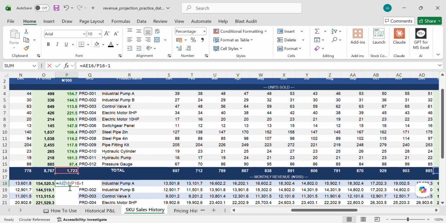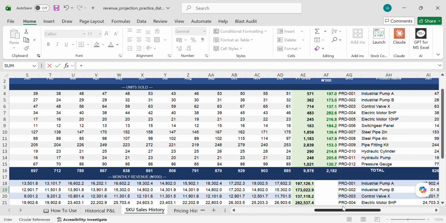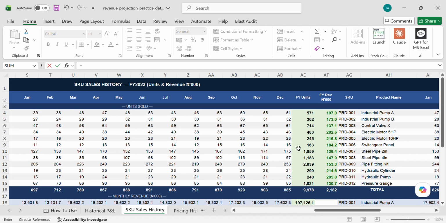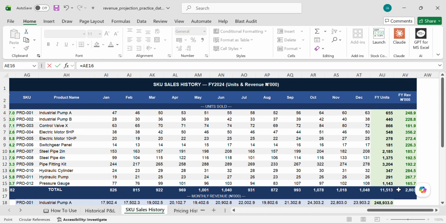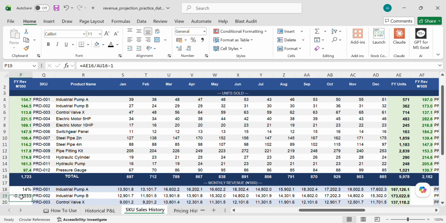Sorry, this is it. You can see that it's 14. Then let's do that for 2023, which is this. Let's do from here: this divided by this, minus 1. You can see that we have minus 13, so it has reduced, which will still fall down to around nothing, right?